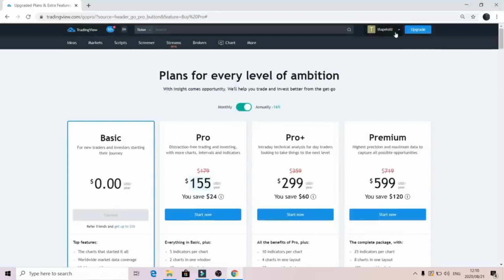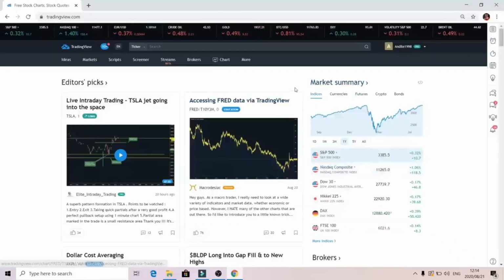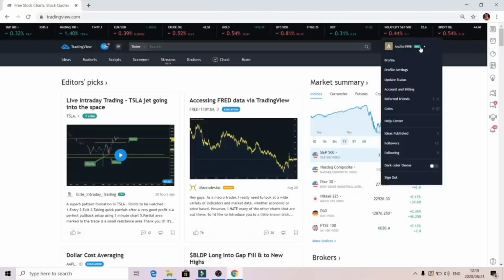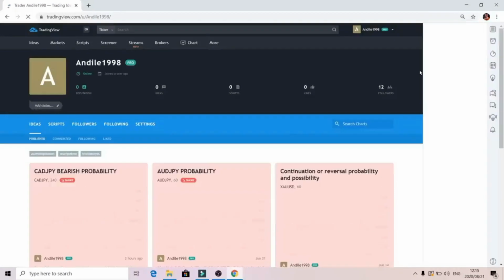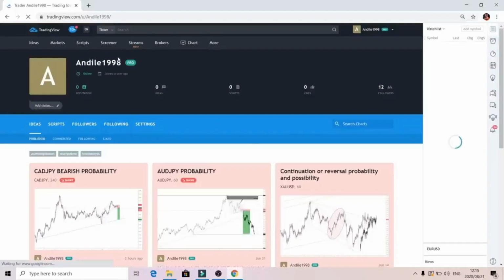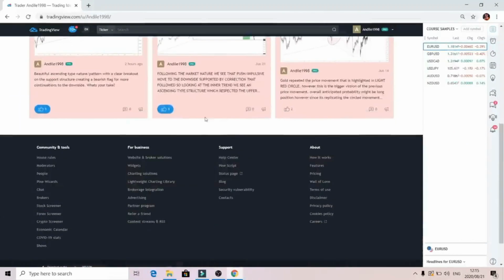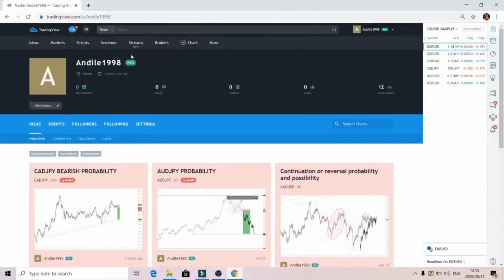So let's dwell deeper into what the Pro package contains. We have subscribed for it. So, guys, as you can see, the minute you have registered with TradingView, on the other side, it's going to write your name, and then it's going to have a tag of a Pro subscriber. If we click here, just say profile, it automatically shows, guys. So you can see Andile1998 with the tag of a Pro. This means that I've subscribed for the Pro package. As we look closer, you're going to see, guys, it's a Pro. But when you're not subscribed, it literally doesn't write anything, right?